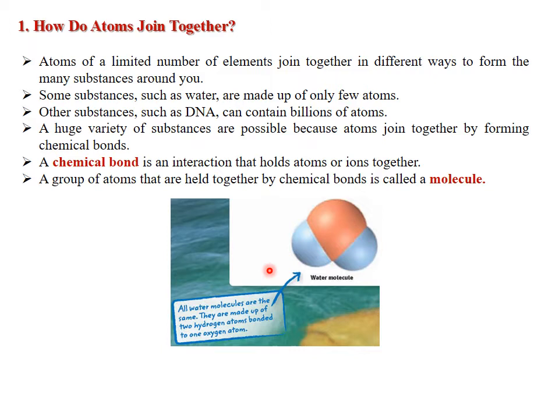If we look closely at the water molecule, we can see that it contains two blue spheres and one red sphere. Each blue sphere represents a hydrogen atom and the red sphere represents an oxygen atom. So a water molecule is made up of two hydrogen atoms bonded to one oxygen atom.